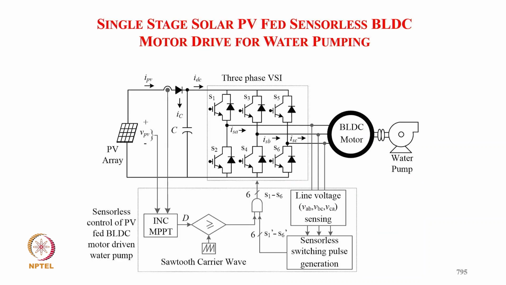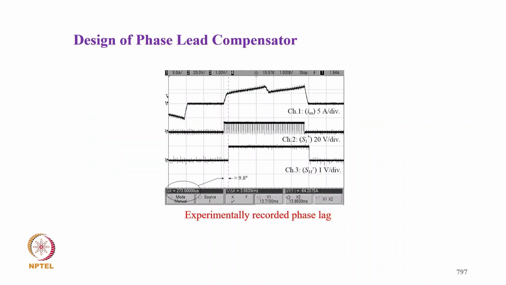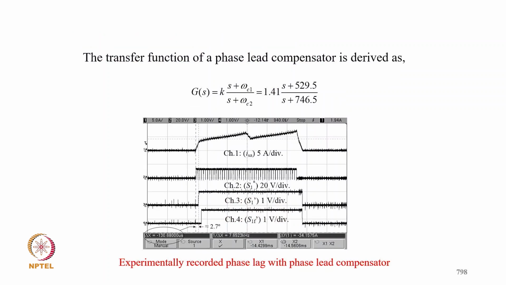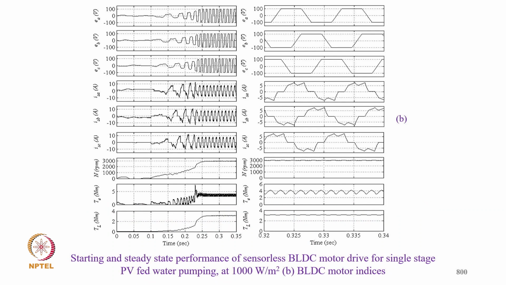Now coming to single stage sensorless control, where only the inverter is responsible for the sensorless control. So here also the elimination of false zero crossing detection is by low pass filter, and how these signals are generated, and how this filter transforms on phase lead compensator for compensation of delay. Then the performance corresponding to starting and steady state performance for sensorless control with 1000 watt per meter square PV array.